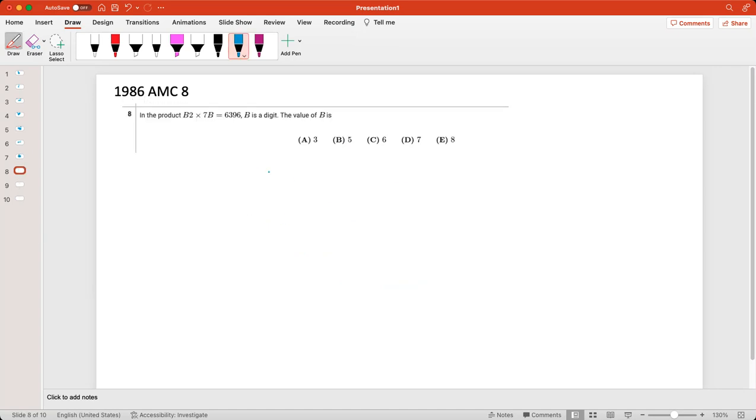In the product, B2 into 7B is equal to 6396. B is a digit. What is the value of B? So we have B2 into 7B. Okay, so now this is equal to 6396. So look at the ending number 6. So 2 into B should end with a 6. So in this case, B can only be two options. So this can be 3 or 8. Okay, now you see we have both in our answer choices. So we know that the answer is either A or E only. Now how do we find the right one?